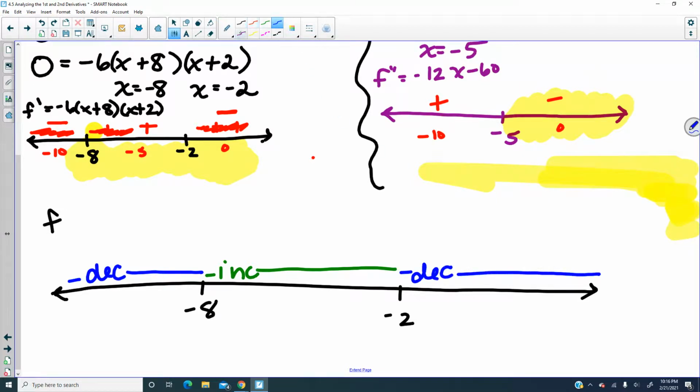Then let's look at concavity. f double prime was positive until -5. So let me put -5 right here. Okay, so f was concave up until we get to -5 right here. And then after that, f was concave down.